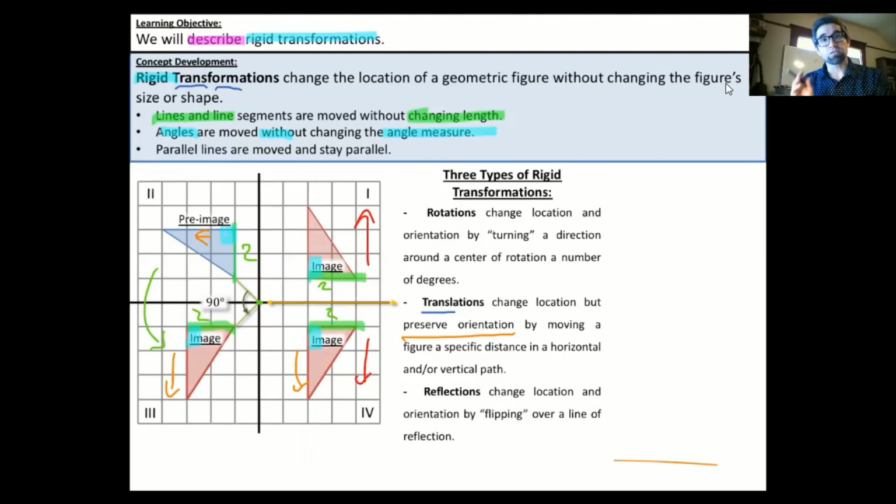So rigid transformations move figures without changing their size or their shape, and they do it by turning for rotation, sliding for a translation, and flipping for a reflection.